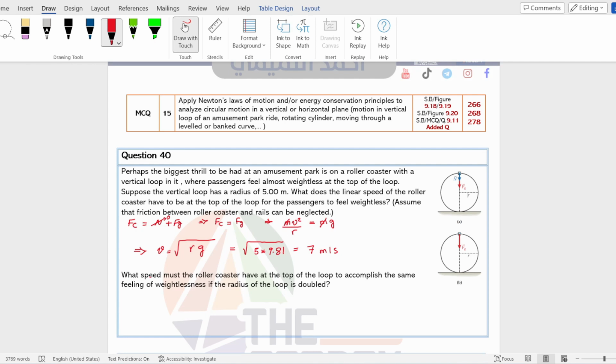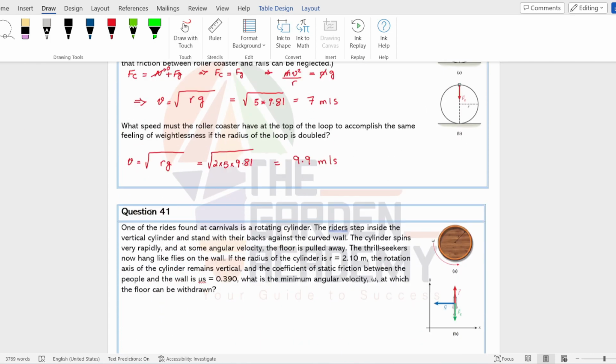Now let's go to the second part, which is the same exact thing that we have in the first part. What speed must the roller coaster have at the top of the loop to accomplish the same feeling of weightlessness if the radius of the loop is doubled? Now instead of deriving the equation, we can simply say that v directly is equal to the square root of r times g. In this case, r is doubled, that means it's 5 times 2. So 2 times 5 times 9.81, and this will give us around 9.9 meters per second. Right.